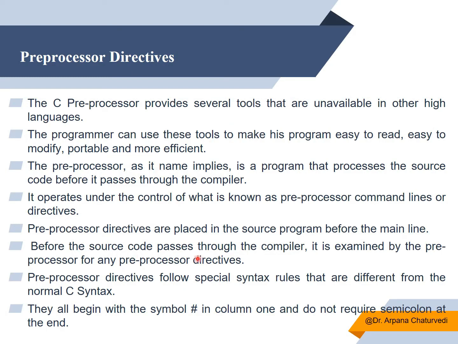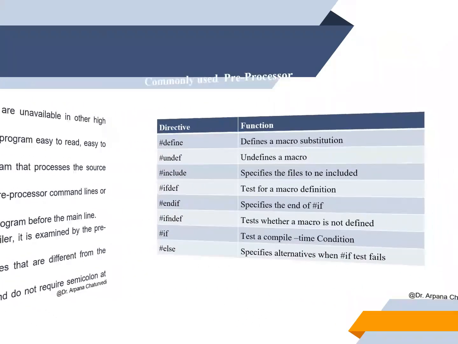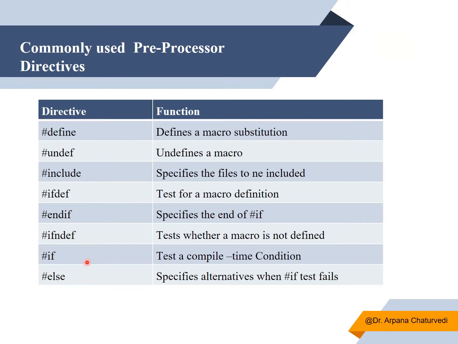Before the source code passes through the compiler, it is examined by the preprocessor for any preprocessor directives. Preprocessor directives follow a specific syntax rule that is different from normal C statements, and that is they all begin with hash. Whenever you are using a preprocessor directive, you have to use the hash symbol in column 1, and it never requires any semicolon. Certain preprocessor directives we will be learning in detail in the last unit also.